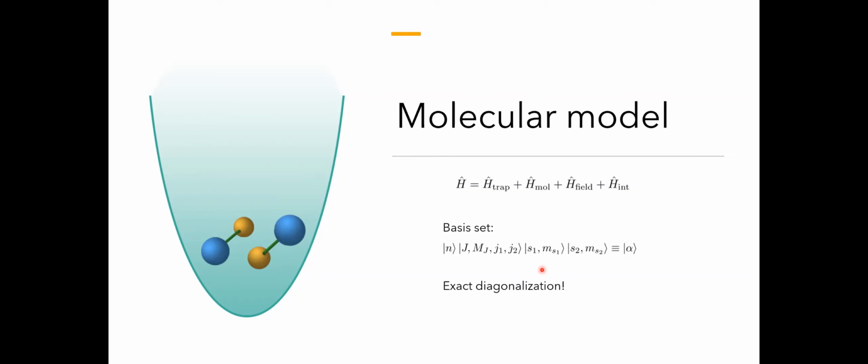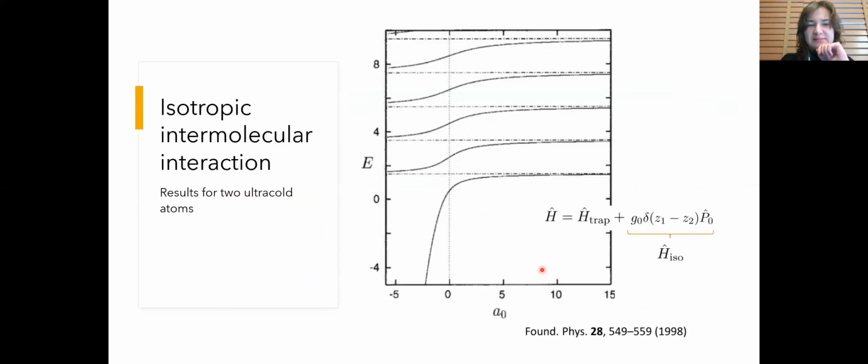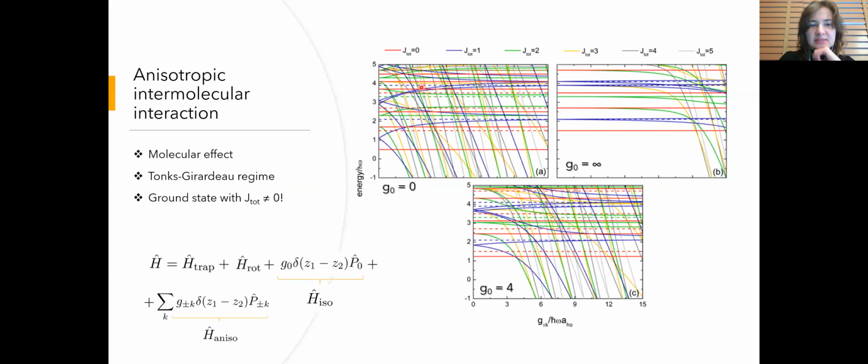Okay. But some of them are coupled and mixed, right? Oh yeah. This is of course our basis set. So in this case, J, the total rotational momentum, is a good quantum number along with M. J1 and J2 are coupled because of the anisotropic intermolecular interaction. And then with additional Hamiltonian parts, things get coupled a lot.